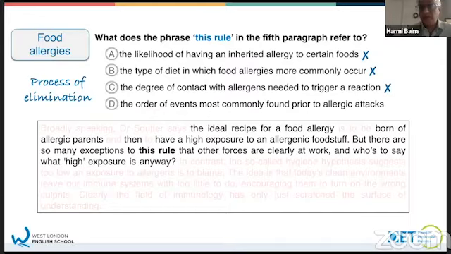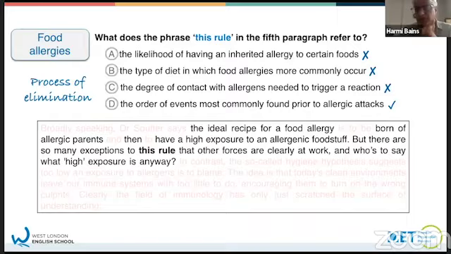The degree of contact with allergens needed to trigger a reaction. Nothing about triggers as well. So really, in a way, all that you are left with is option D, which is the correct answer. And you can see the order of events. So firstly, you're born to parents who are allergic to something, and then you consume a lot of this allergic foodstuff. These are the two events in order.